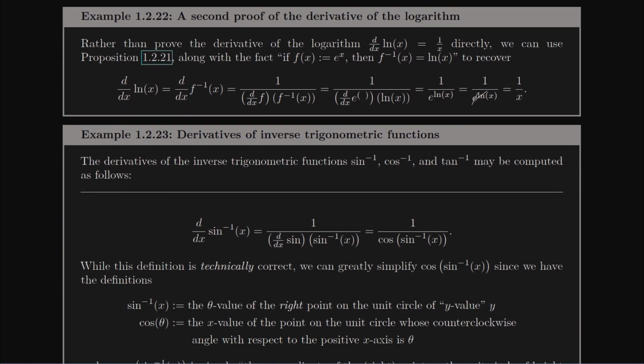There are some cases, and I've got this example here, a second proof of the derivative of the logarithm. You can use this inverse rule because the logarithm is the inverse of the exponential. You just plug this formula in. You consider the log as f inverse, where f happens to be the exponential. We know the derivative of the exponential is itself, and then you evaluate on the log. So it is 1 divided by the exponential of the log. Those cancel, and you get 1 divided by x.